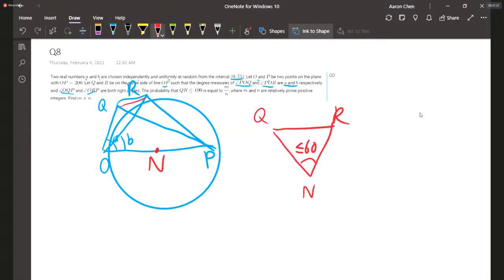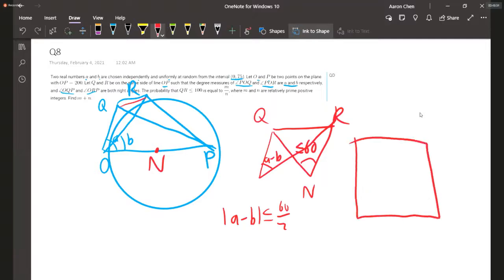And so this angle is a minus b. So what we are basically trying to do now is find, and you have that the absolute value of a minus b is less than or equal to 60 over 2. And so you're just trying to find the probability that this is true now.